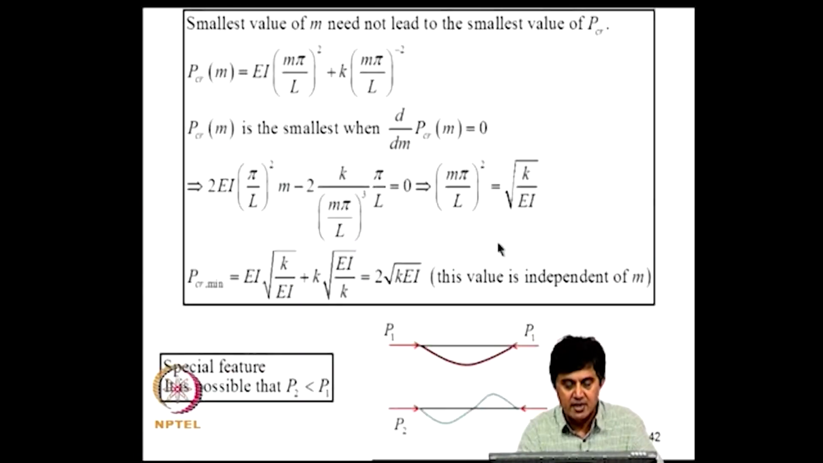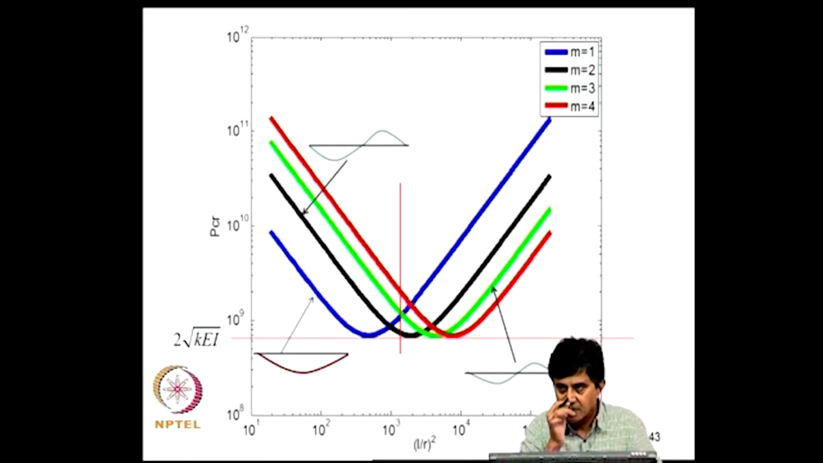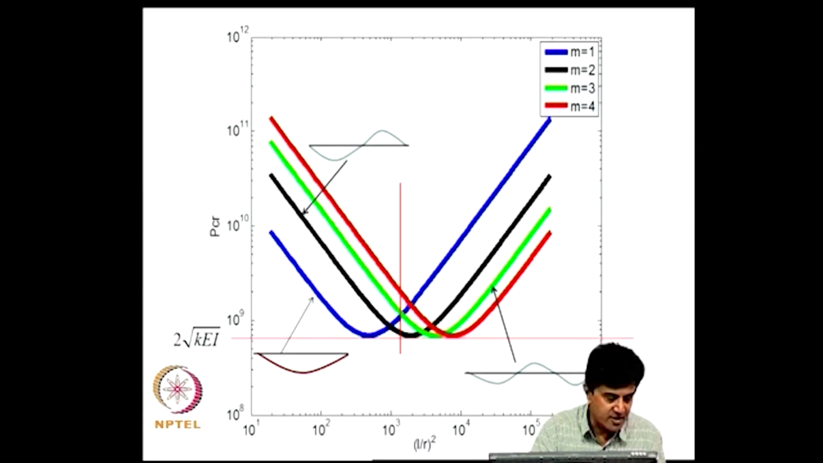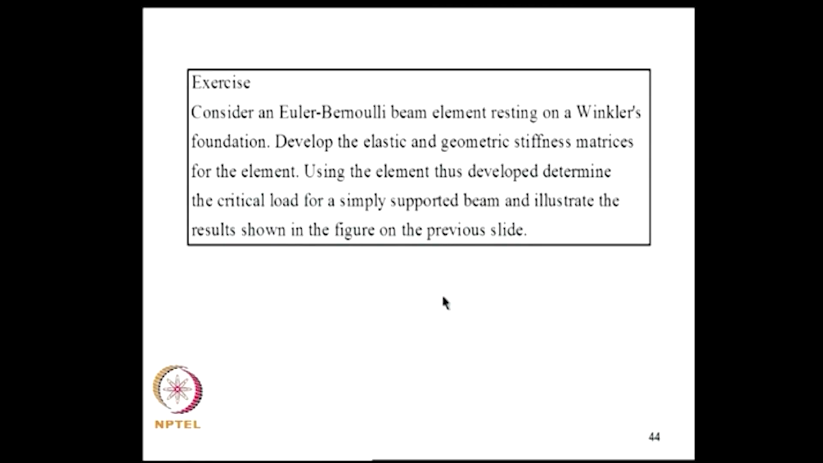That means what I want is you consider a single span simply supported beam on elastic foundation, formulate the elastic stiffness and geometric stiffness matrices, assemble them by choosing the desired number of elements, and try to see whether you get this type of behavior, whether the finite element model captures this and how good the finite element model is, because these are exact results. I leave that as an exercise.